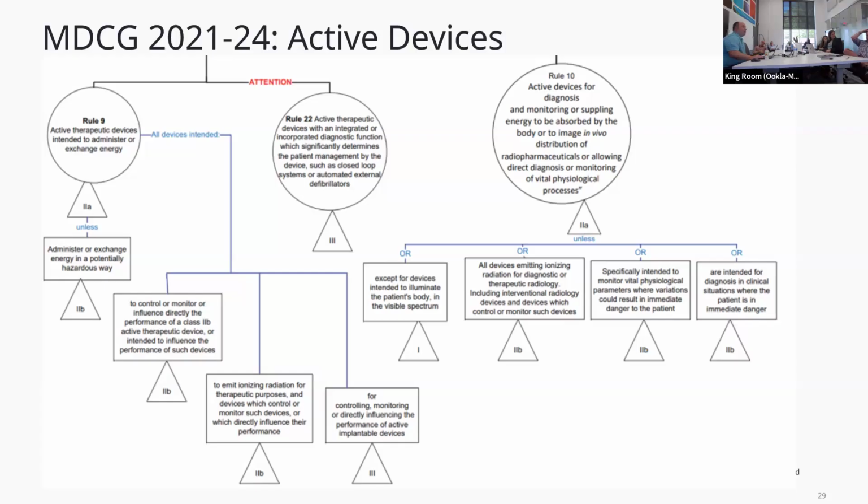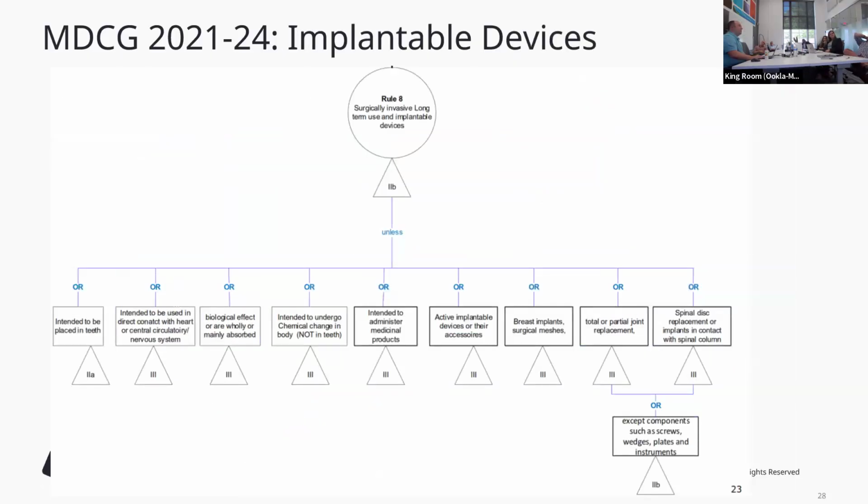One more question on the last one, just because looking at combination of these intended to undergo a chemical change in the body, and then there's the exception for screws, wedges, plates. What about like a biodegradable screw? If it's wholly biodegradable, that would be class 3 because it would fall under biologic effect or wholly mainly absorbed. Okay, gotcha. Yeah, it's really the highest classification you find is what it is.